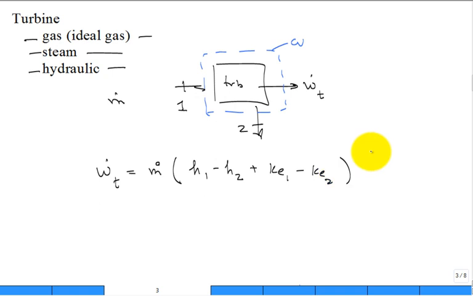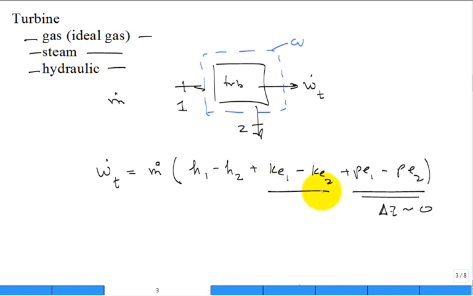Every now and then they'll ask you to include the elevation change. Well, then you'd have the potential energy in minus the potential energy exit. But almost always the change in elevation is negligible. It's not a tall device. These changes in kinetic energy are often negligible. And here is what really drives the turbine, a change in the enthalpy. That's true for a gas turbine, steam turbine, hydraulic turbine. It's really the change in the enthalpy that drives it.